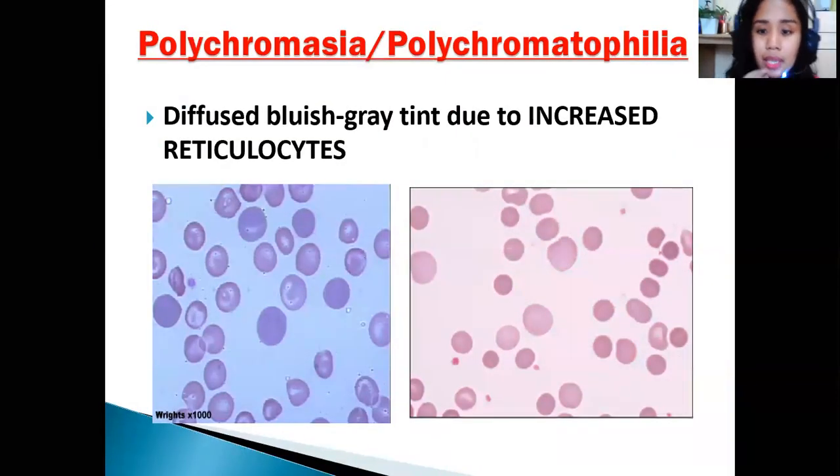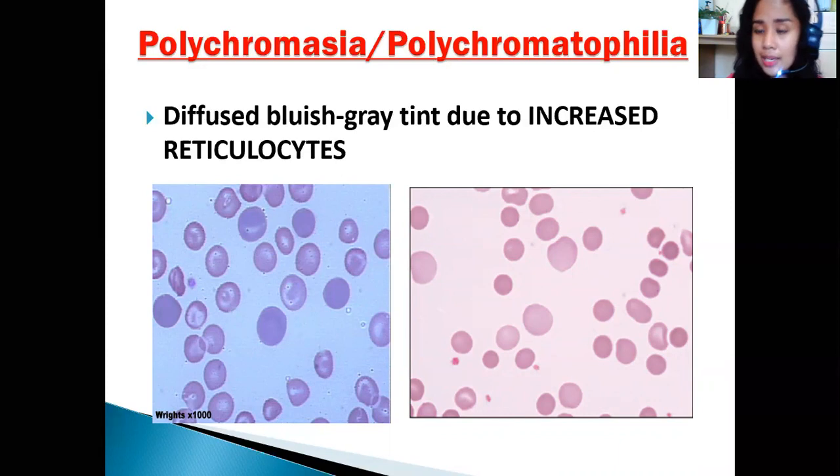So, class, I think I already mentioned this. I hate it if you don't know this, or if it's your first time hearing polychromasia or polychromatophilia. I think I've been mentioning this for a very long time. So, if you're going to read that there is apparent polychromasia in the blood smear, it points to increased reticulocytes in the peripheral blood smear.